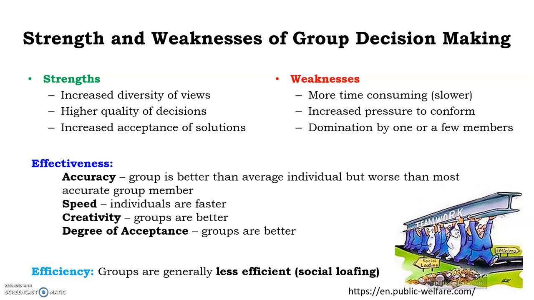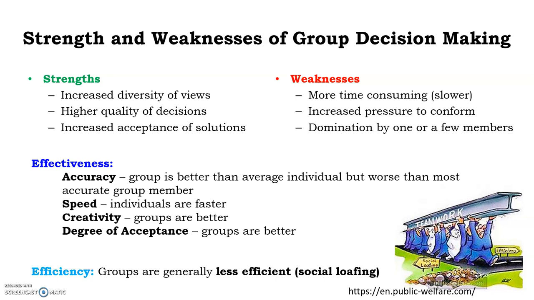The group decision will take a lot of time, because a lot of deliberations, a lot of brainstorming, a lot of wastage of time will make the process very slow. Here there is an increased pressure to conform. Some of the members may be accepting certain decisions, some may not be accepting. So therefore the other members, the larger group, will pressurize the smaller group to conform to the decisions. The domination by one or few members is possible in a group. That's another possible weakness.